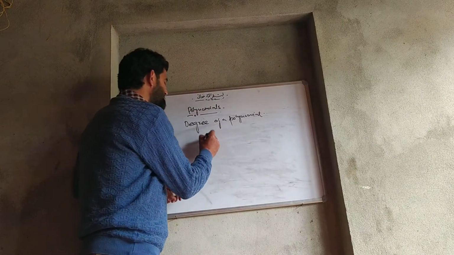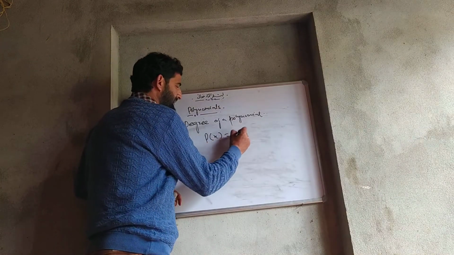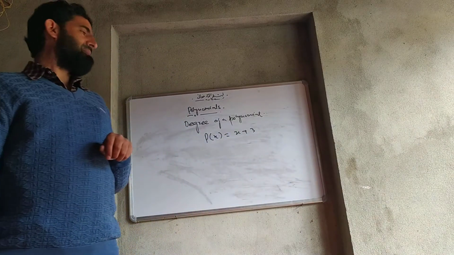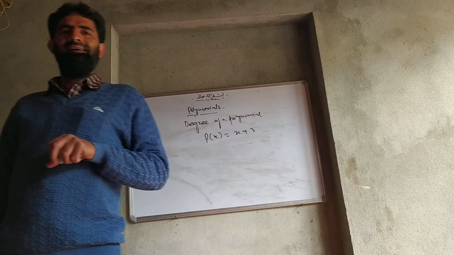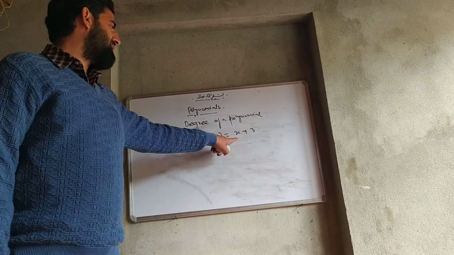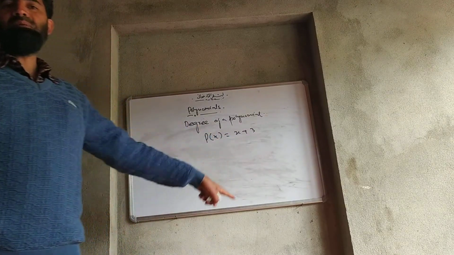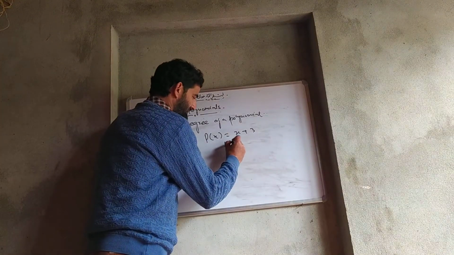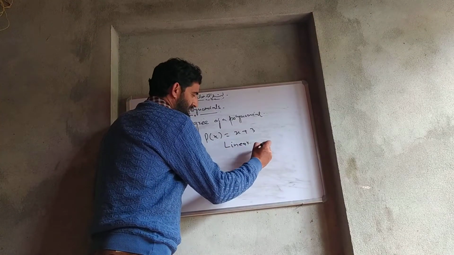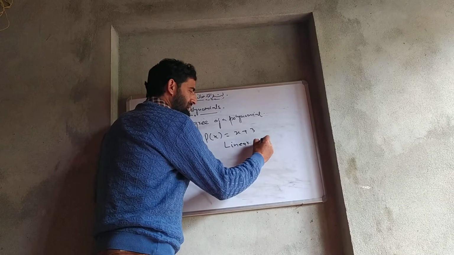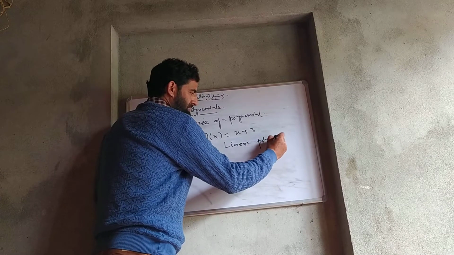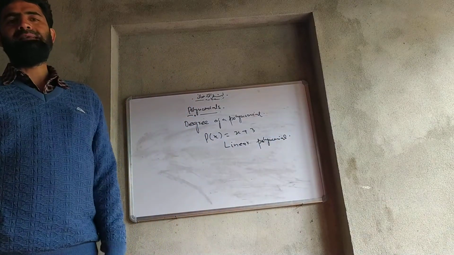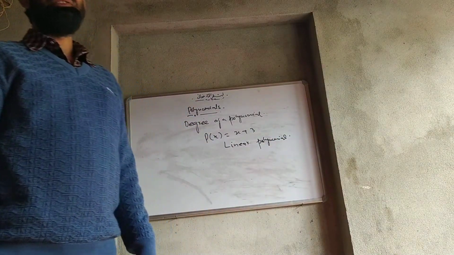If I write p of x is equivalent to x plus 3, what is the degree of this polynomial? It is 1. When the degree of the polynomial is 1, it is called a linear polynomial. So a linear polynomial is a polynomial which has degree 1.